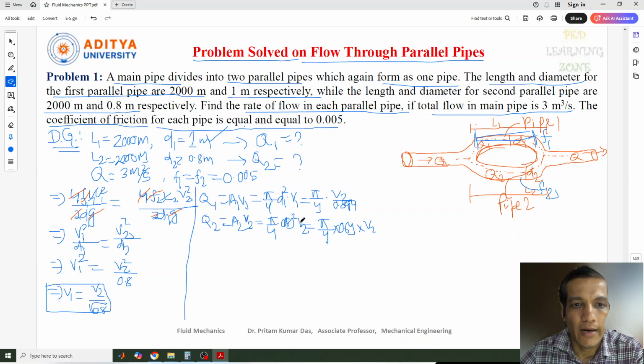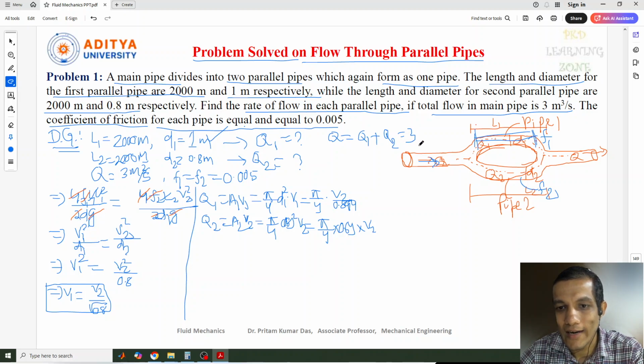Now we know this is the Q. Q is the total rate of flow, which is supposed to be equal to Q1 plus Q2. So I can write Q equal to Q1 plus Q2. The value of Q is 3. So the total rate of flow should be equal to the rate of flow in pipe 1 and the rate of flow in pipe 2. By adding these we can get the same thing. So this is equation 1.